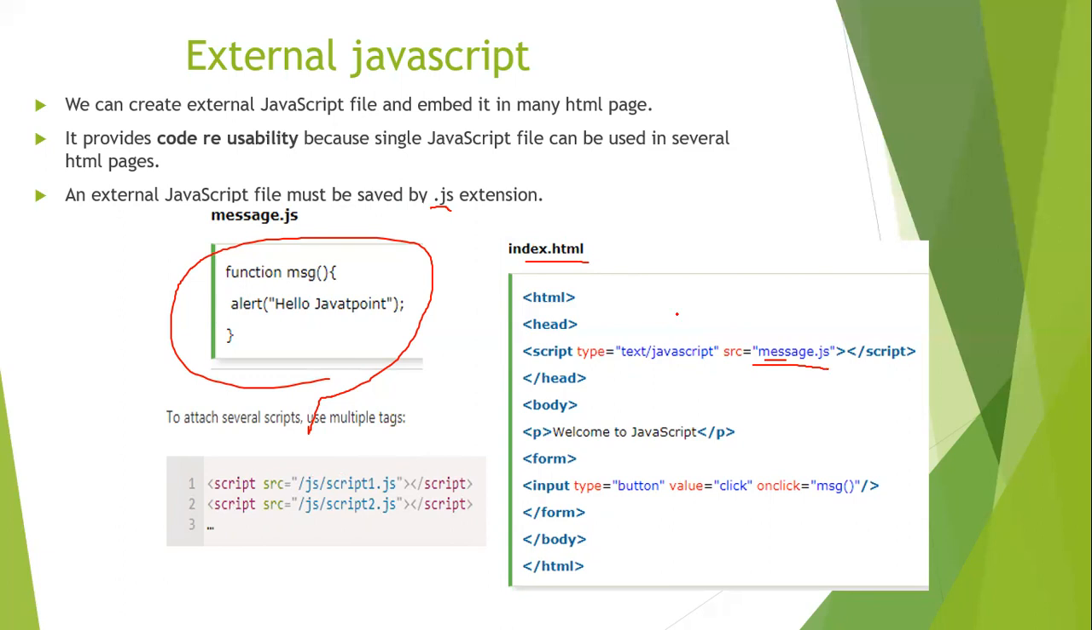Okay. Now, placing scripts in an external file is more advantageous than in the internal file. So the first advantage is what? Separation of HTML and JavaScript code. It makes it easier to read and maintain the code. Second advantage is it also provides code reusability. This means what? That the same JavaScript file we can include in multiple HTML files. Okay. So these are the advantages.